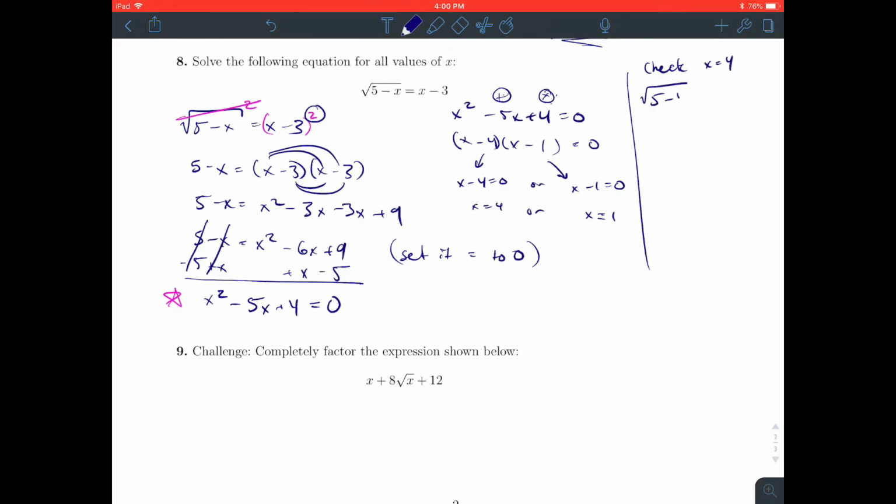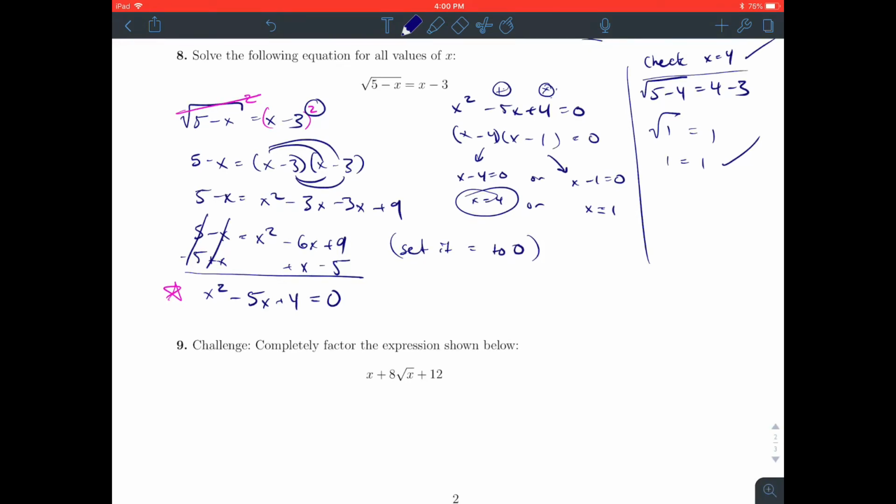So we have the square root of 5 minus 4 equals 4 minus 3. So we're checking this one right now. 5 minus 4 is 1. 4 minus 3 is 1. The square root of 1 is 1. These are equal. X equals 4 checks out. However, x equals 1 could be an extraneous solution.